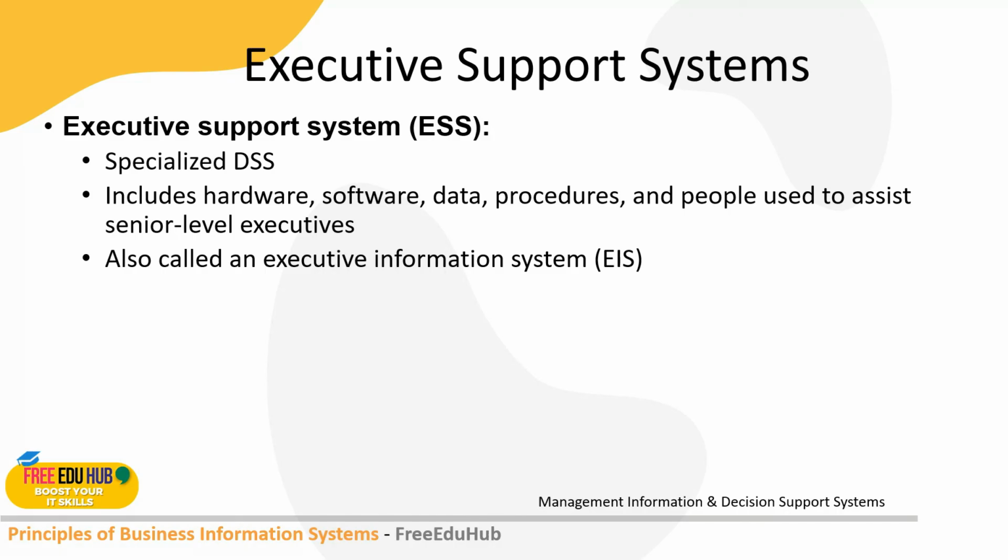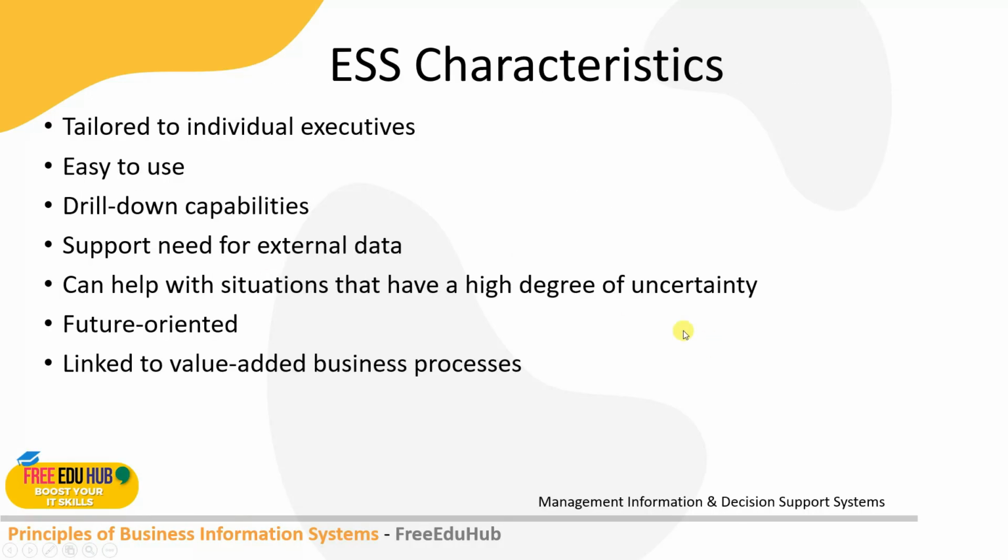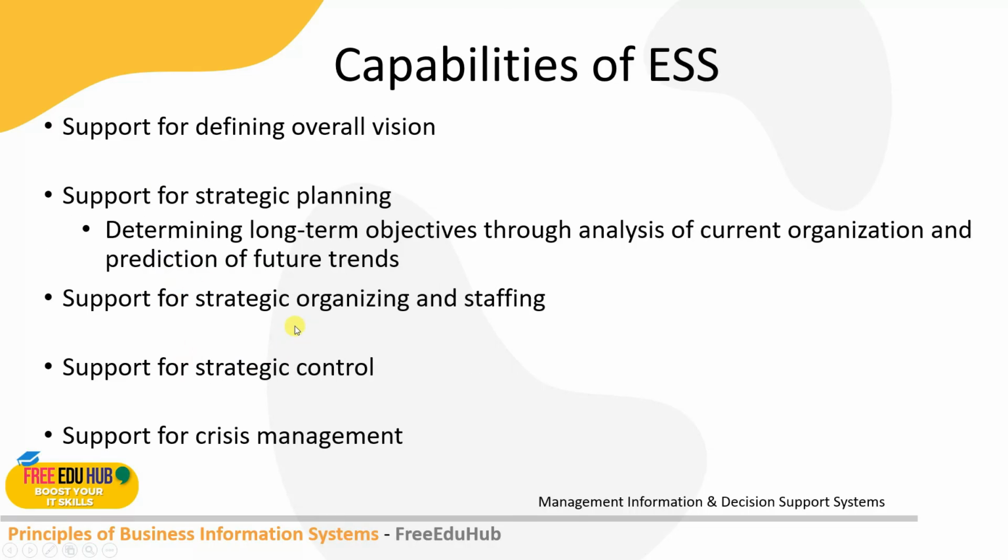Like other information systems, executive support systems are linked with executive decision making about the value added business processes. Now these are some of the characteristics, as we have already covered. Then we have different capabilities of ESS. To sum up, it supports defining the overall decision, strategic planning, and determining the long-term objectives through analysis of the current organization and predictive future trends, and it supports strategic organization and staffing requirements. We have covered it already, but it's also part of executive support systems.